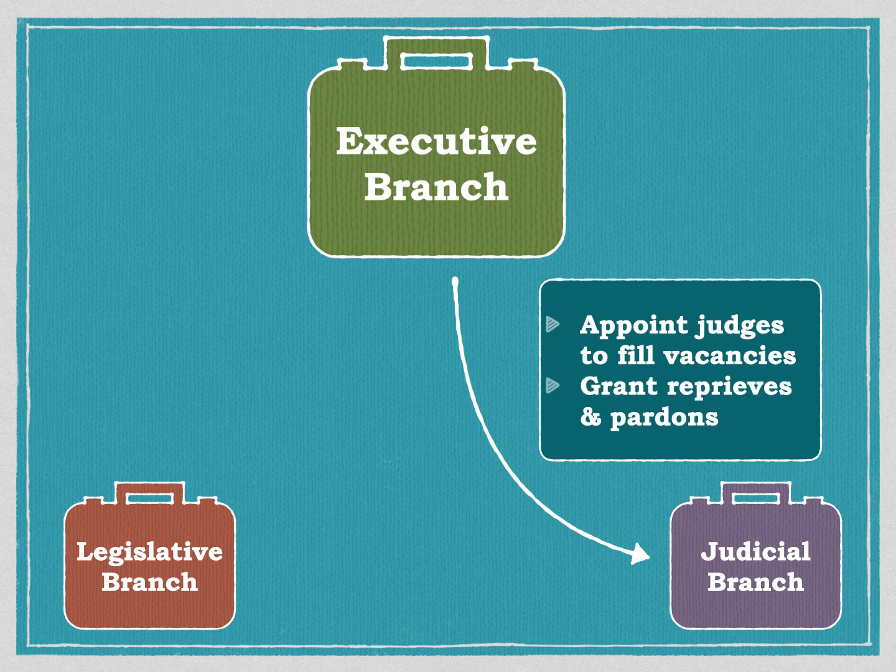He can also grant reprieves and pardons. So if the judicial branch, for example, sentences someone to death and the president doesn't agree with that death sentence, he can overturn that and pardon the individual. Now, that doesn't mean the person leaves prison. They probably will still serve a prison term, but they've been granted their life.